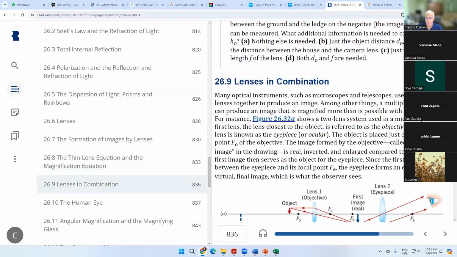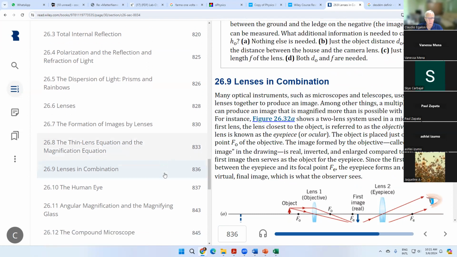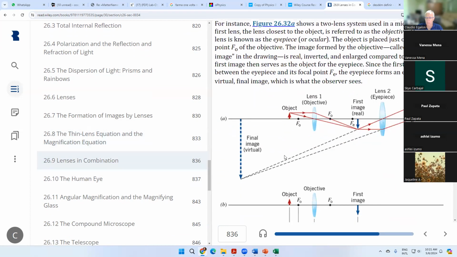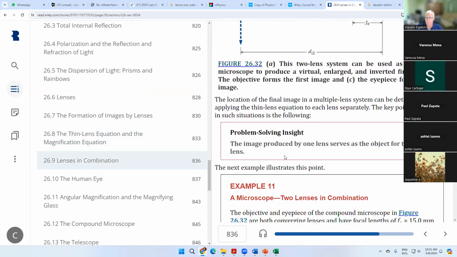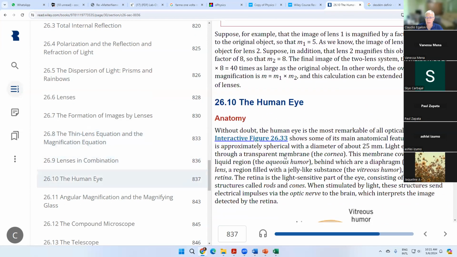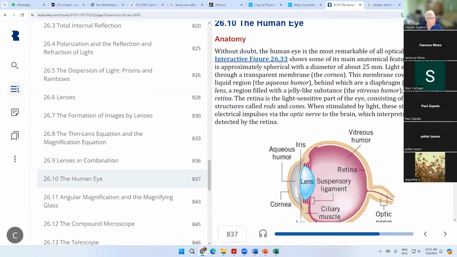And let's see, lens combination. We still haven't covered lens combination. I'm going to skip this one for now. I'm not going to get into the human eye, since it's important here for you.